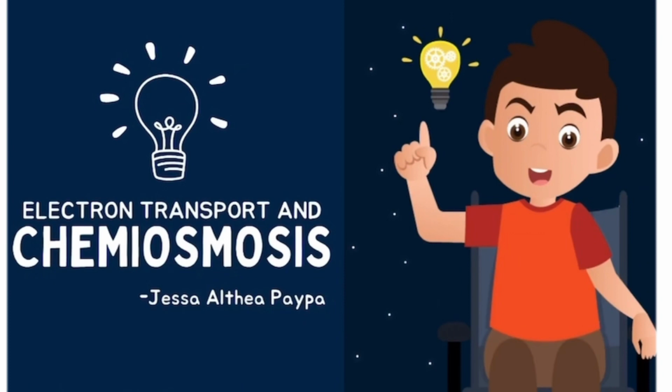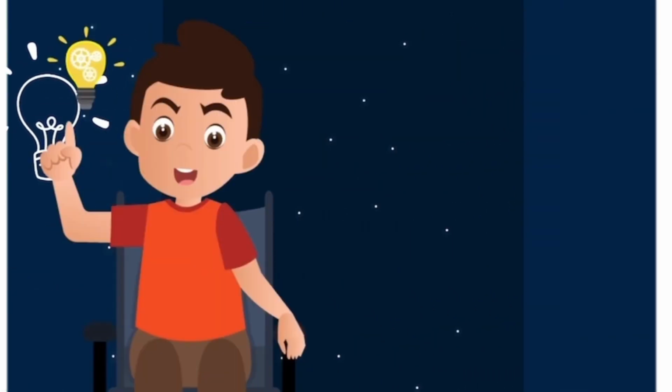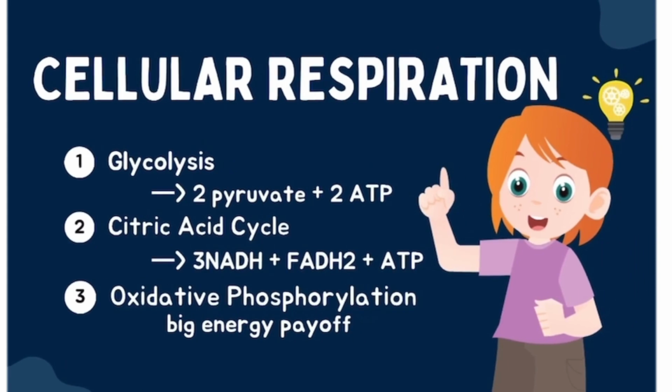Electron transport and chemiosmosis, presented by Jessa Altaya Paipa. We've examined the first two steps of cellular respiration. These are glycolysis and the citric acid cycle. As it turns out, neither process generates much of an energy payoff, but the NADH and FADH2 that were generated in the citric acid cycle move on to oxidative phosphorylation, which generates by far the most ATP out of these pathways.